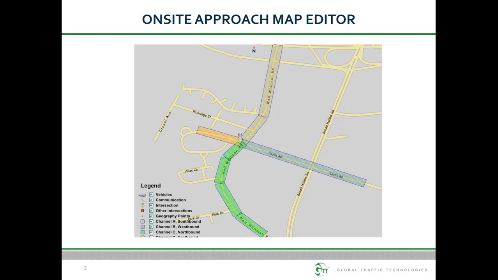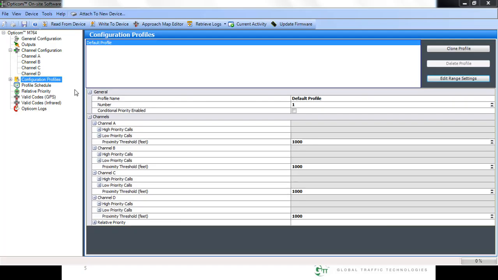The factory default range setting for high priority is set at 30 seconds ETA or 1,000 feet, whichever comes first. Similarly, the factory default range setting for low priority is also 30 seconds ETA or 1,000 feet. Once the vehicle reaches one of these minimum triggering values, an output to a traffic controller will be made. If you are setting ranges for low priority, remember to also enable low priority, which is disabled by default.